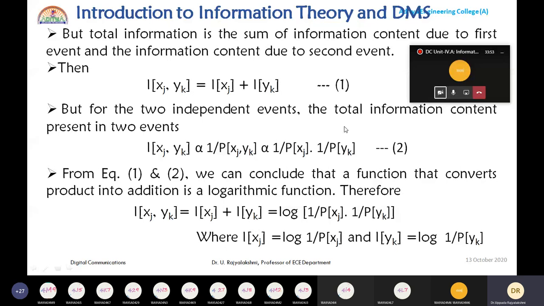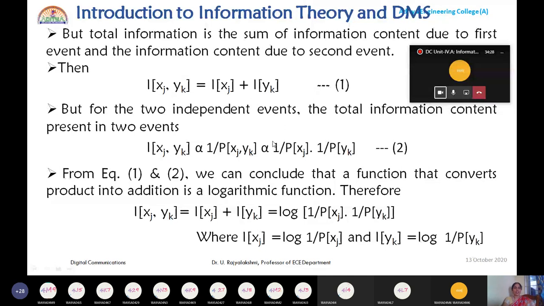Now if you observe the two equations 1 and 2, we can conclude that we need a function that converts product into addition. Here in the proportionality, if you observe, it is a product of two functions, that is 1 by P of Xj into 1 by P of Yk.